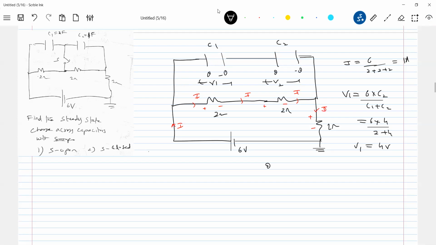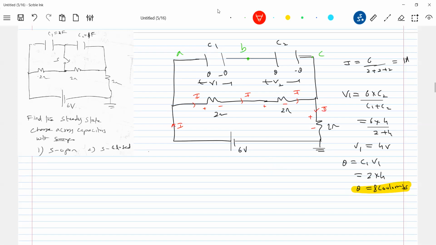So what is the charge equal to? Q is equal to C1 into V1. This is 2 into 4, 8 coulombs. This was the steady state charge across them. If I ask you to find the potential at point A, the potential at point B, the potential at point C, what is the method?